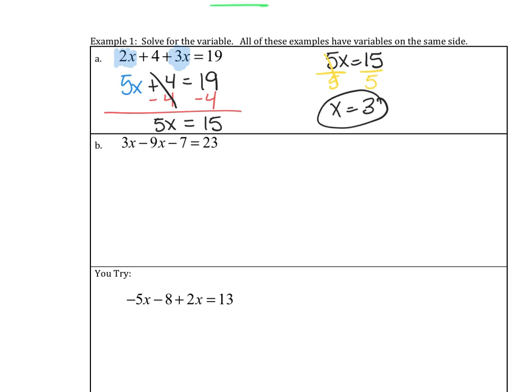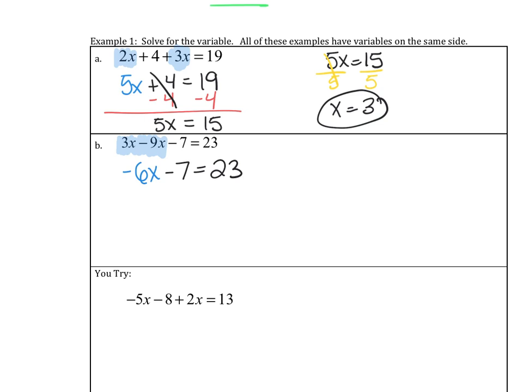Okay, let's try the next one. In the next example, we have 3x minus 9x minus 7 equals 23. There are no parentheses, so we skip that first step. The second step is to combine like terms. There are, however, like terms here. 3x minus 9x. So 3x minus 9x is negative 6x. Then I'm just going to write down the rest of my problem. Minus 7 equals 23. Now I have a two-step equation again.